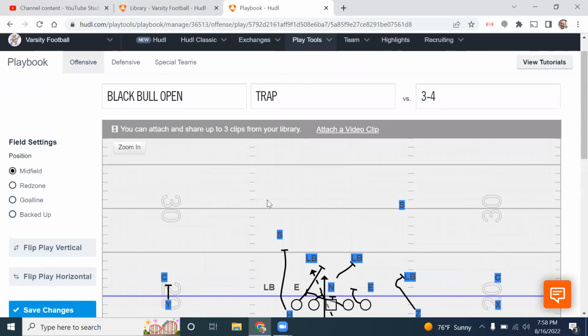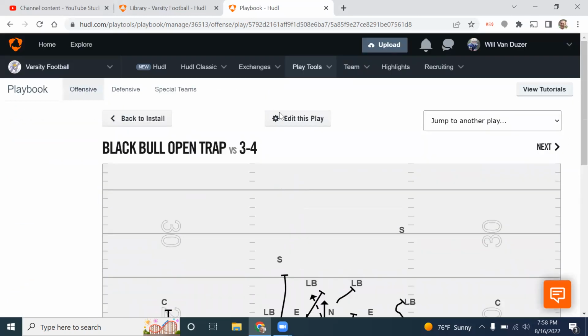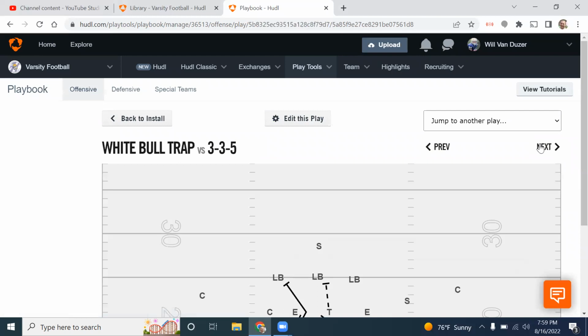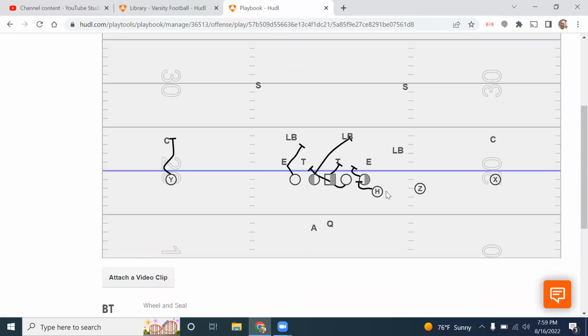Okay. So that's against the 3-4. Now let's look at it against a different defensive front. Let's look at a 4-3 real quick. Okay, now a 4-3, that means they got 4 down linemen. All right, we are running trap to the left. So let's look at this.